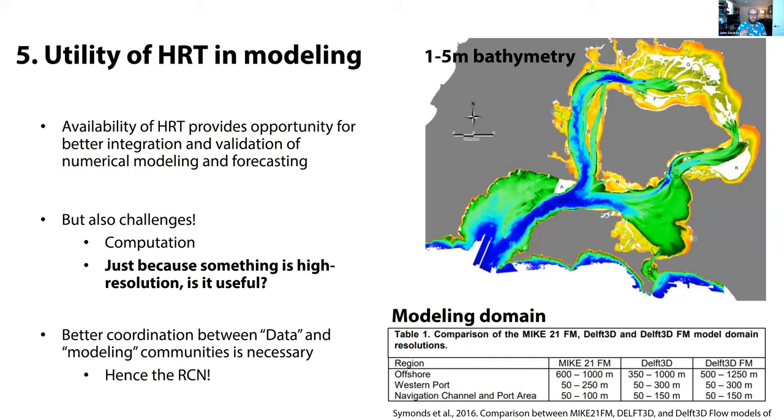When we have high resolution topography, we can use it as an opportunity to better integrate and validate numerical modeling and forecasting, but there are a lot of challenges that come with that, like some of the ones we were just talking about. We have challenges with computation, in terms of how we can run a really large domain model using a really small grid size without taking forever or costing way too much money. But there's also a question of just because something's high resolution, is it useful? If we're trying to answer a question about a process or a domain that's occurring on a large enough scale, do we necessarily need to always use something like high resolution topography? What we're really trying to do is have better coordination between these different data communities.